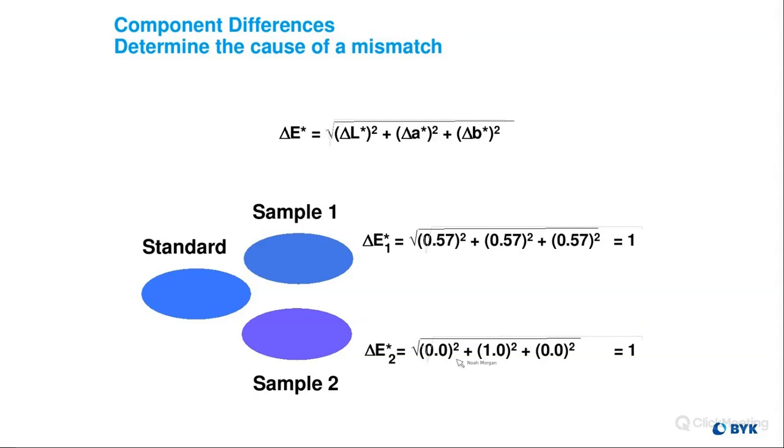Whereas in sample 2, we see that all the color difference is in the A value, but we still get a delta E of 1. Then we find out that this sample 2 looks completely different than sample 1 and the standard, because all of that color difference is focused on just one value. But this would theoretically pass, as your delta E is less than or equal to 1. It would pass, but visually it doesn't pass. So this is one of the issues with using delta E star.